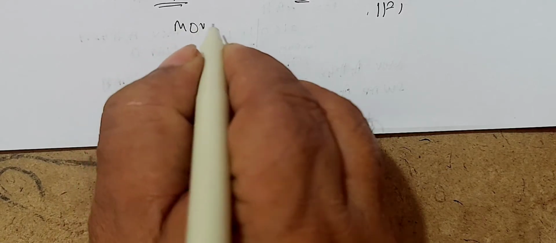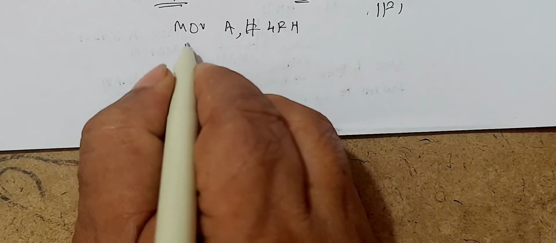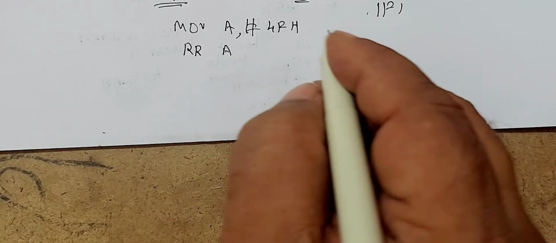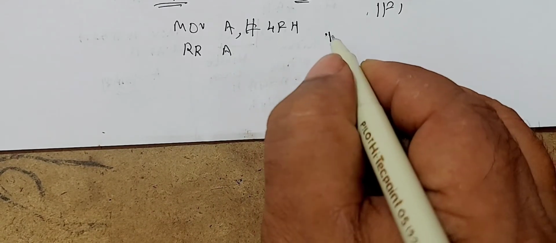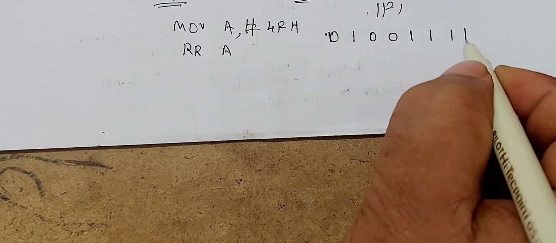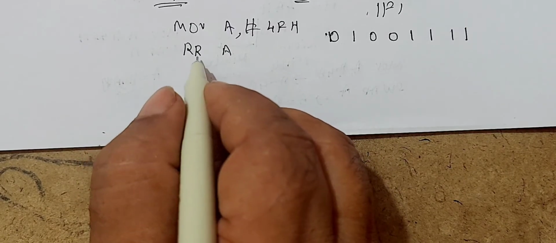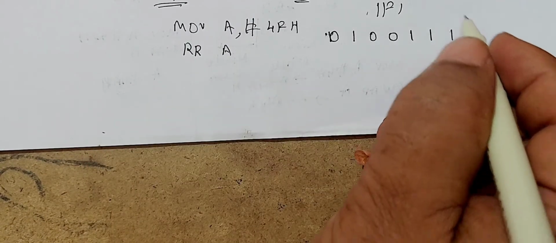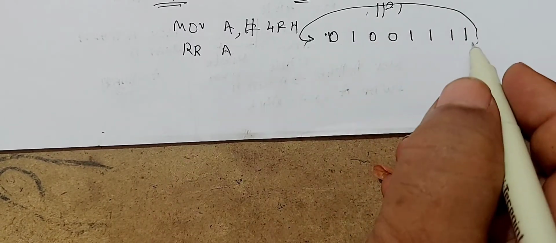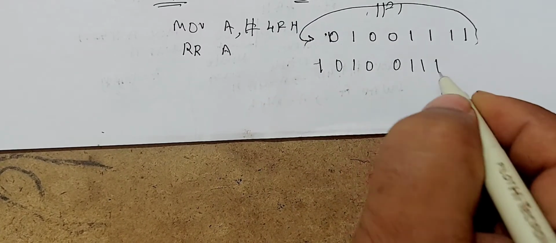Another example, move A comma hash 4FH. Rotate right the content of A, RRA. A is 4FH, that is 0, 1, 0, 0, that is 4. F means 1, 1, 1, 1. In right rotation, rotation to the right, the LSB goes to the MSB. This one goes to the MSB. Therefore, now 1, 0, 1, 0, 0, 1, 1, 1.